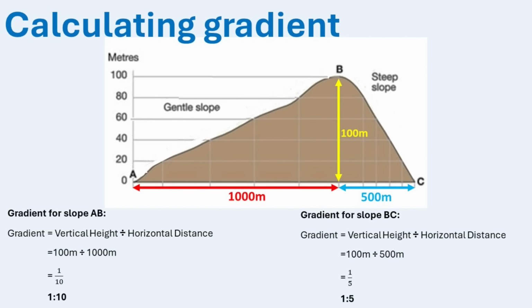On the other side of the mountain, the slope is 1 to 5. For every 5 meters traveled horizontally, the slope rises by 1 meter. This is a much steeper slope compared to the other slope where 10 meters traveled horizontally also gives a 1 meter rise vertically. Gradients are useful for understanding the steepness of terrain, with smaller ratios indicating steeper slopes and larger ratios indicating gentler slopes. For more on calculating gradient of a slope using contour lines, please check the link below.